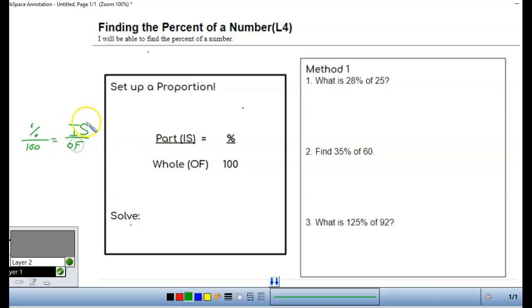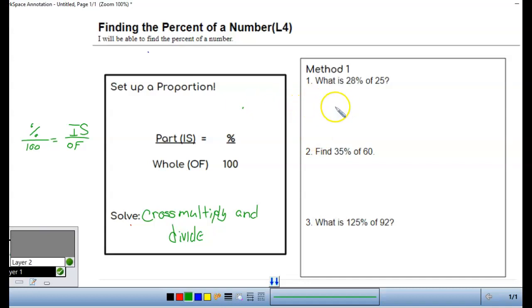It's also not wrong if you flip both of them upside down, so the percent is on the bottom and the is on the bottom. This is just kind of the standard though: is over of equals percent over 100, or percent over 100 equals is over of. And just like before, you're going to cross multiply and divide. So you solve it just like we were solving proportions in our last unit. So this is method one.